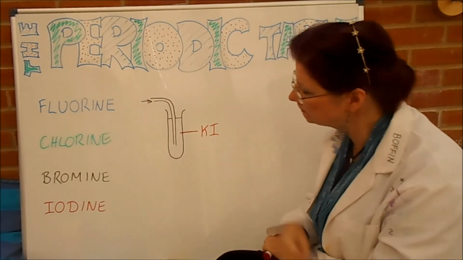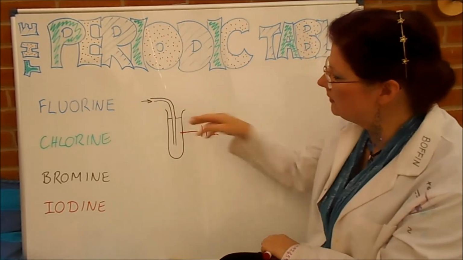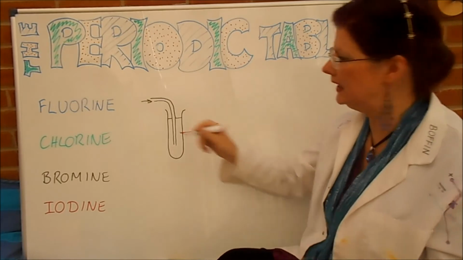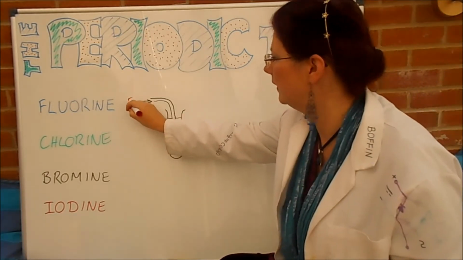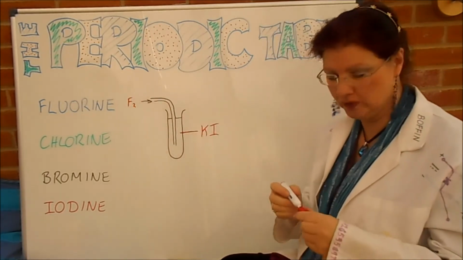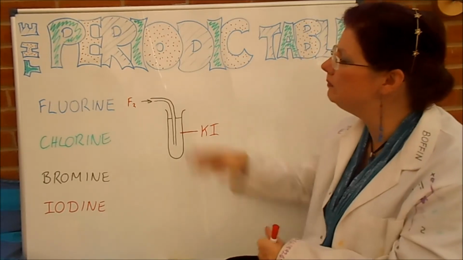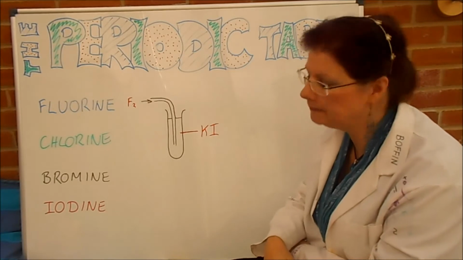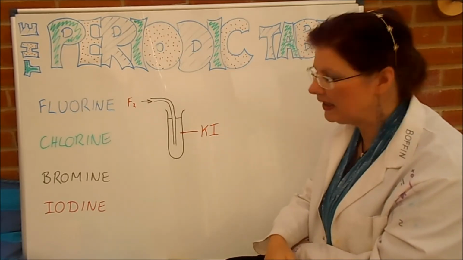There's loads of them. And what we're going to do into that aqueous solution, we're going to bubble some gas through it. And I'm going to use fluorine gas, I think, which is F2. It's a diatomic molecule. So we're going to bubble some fluorine gas through this potassium iodide. So let's have a think what's going to be happening here.